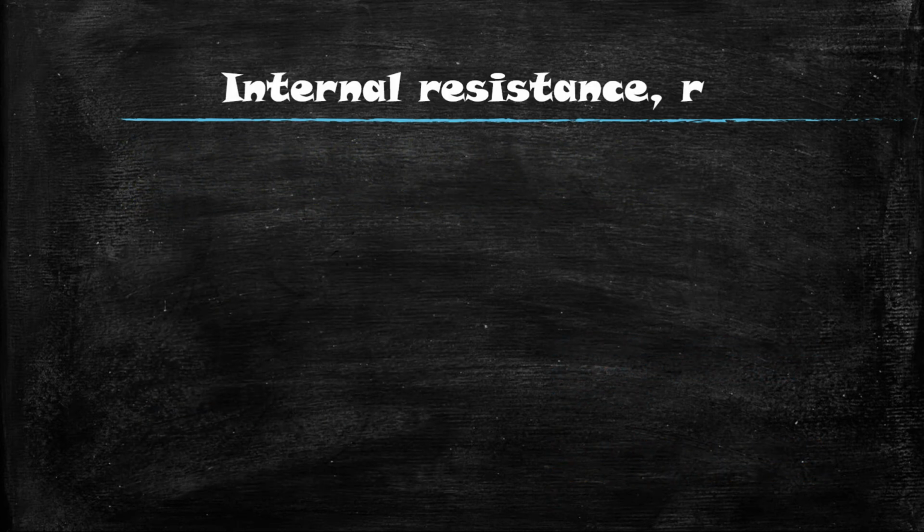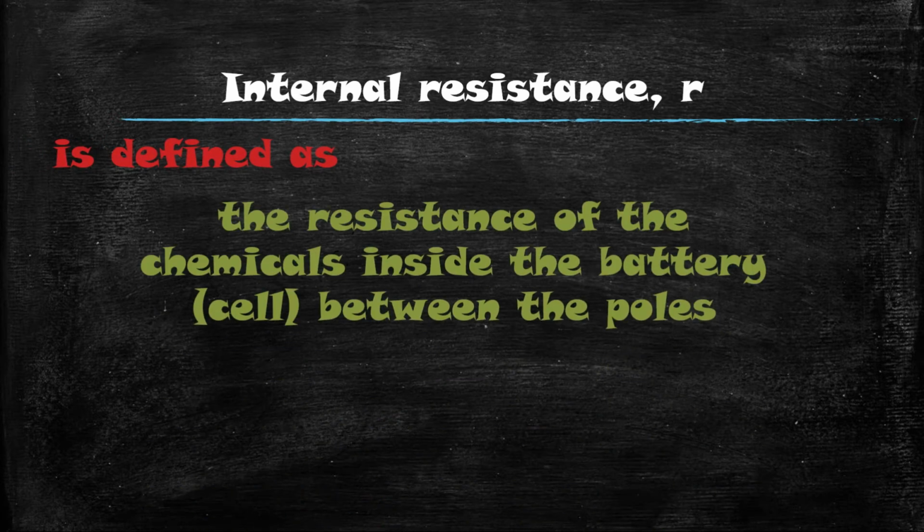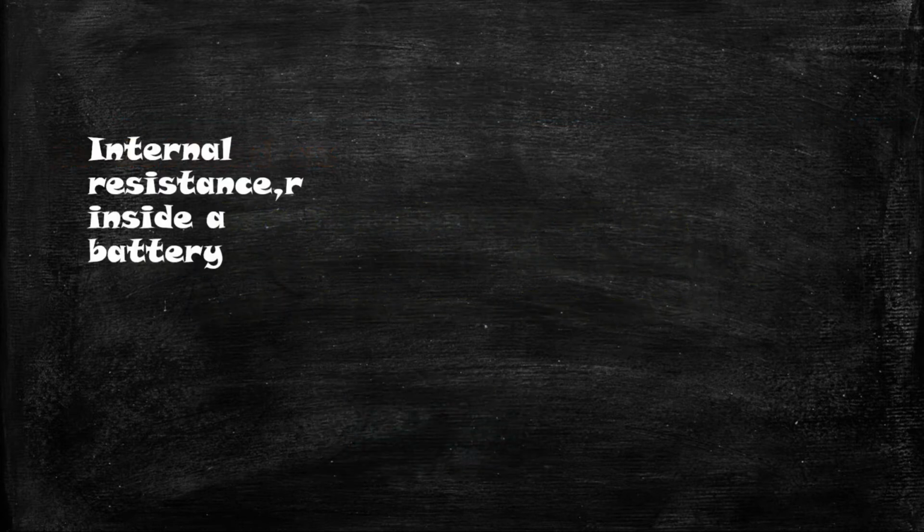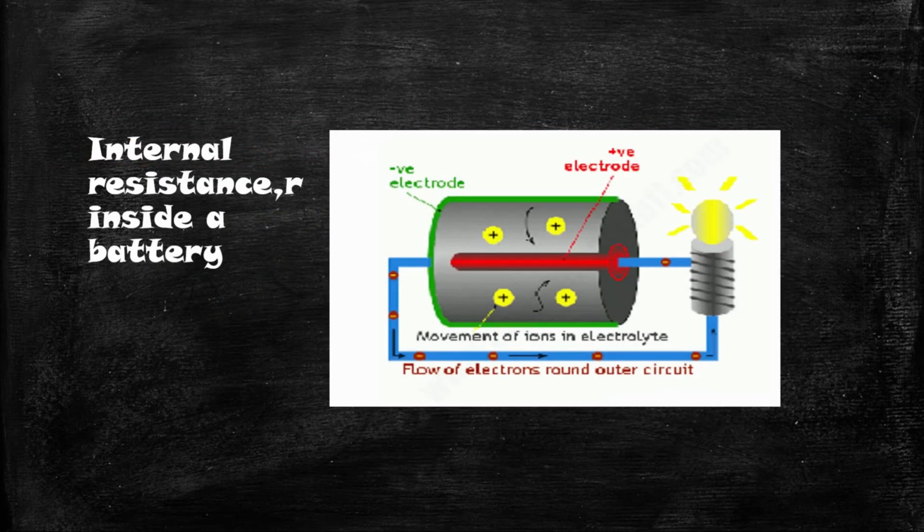Internal resistance r is defined as the resistance of the chemicals inside the battery between the poles. What is inside a battery? A typical battery needs three parts to create electricity: the anode, the negative electrode; the cathode, the positive electrode; and the electrolyte, the medium that provides the ion transport mechanism between the cathode and the anode of a battery.